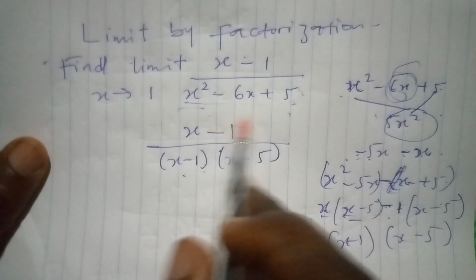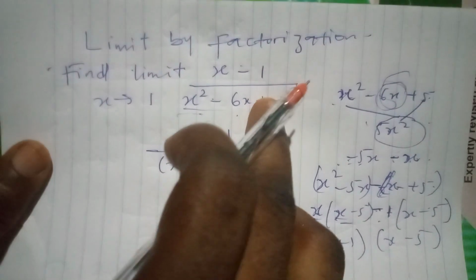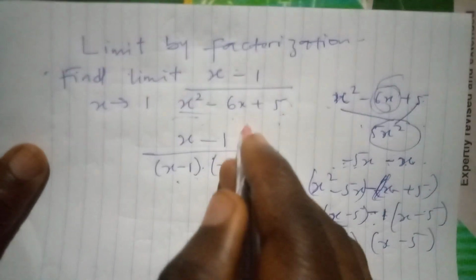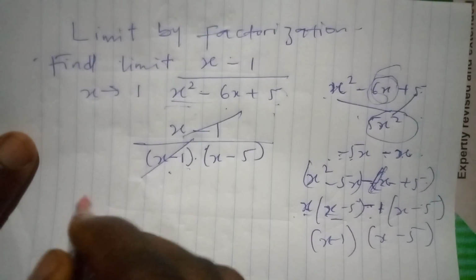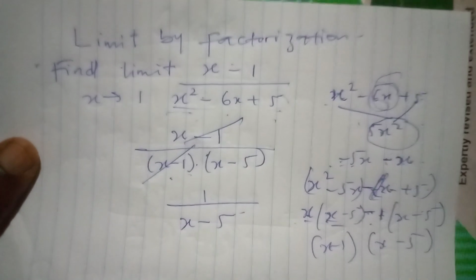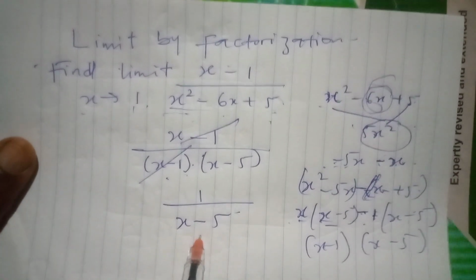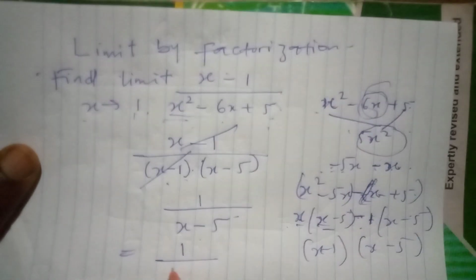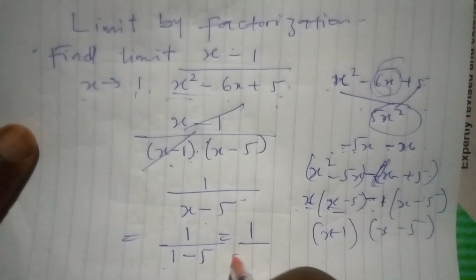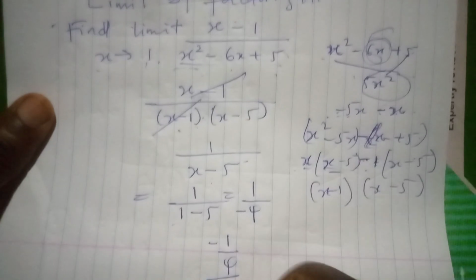Can you see this one can be factorized? So if it can be factorized, don't substitute directly, because you get a wrong answer. Can you see this one can cancel this one out? So I'm having 1 all over x minus 5. Do not forget they say x tends to 1. I can now do direct substitution: 1 all over 1 minus 5. That is 1 over minus 4. Our answer is minus 1 over 4.